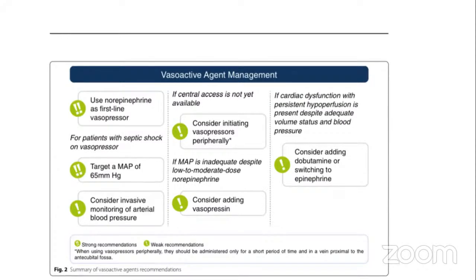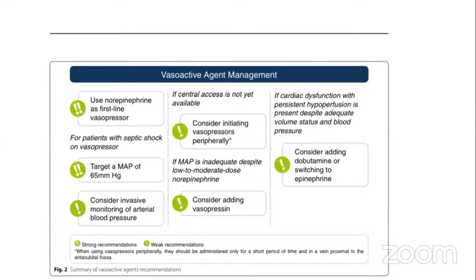As I've talked about before, it's better to consider invasive monitoring. However, the current guidelines say you don't necessarily need a central line to start your vasopressors. If the patient is not well, you can actually put a large bore cannula in the cubital fossa and start your vasopressors. The second line vasopressor is vasopressin, and that should usually be started when your norepi is about 0.25 mics per kg per minute. Then you can start vasopressin. The other vasopressor that you can also initiate is adrenaline.